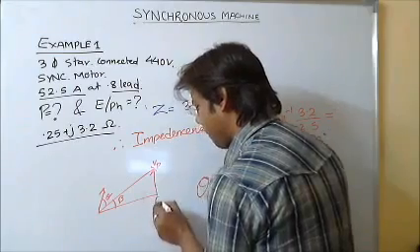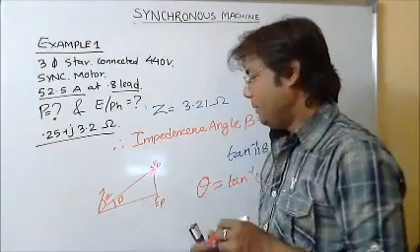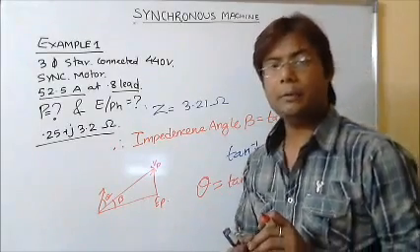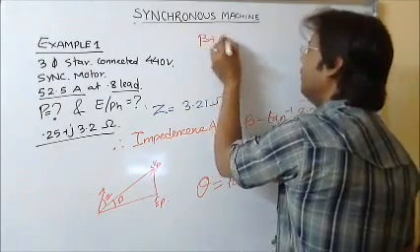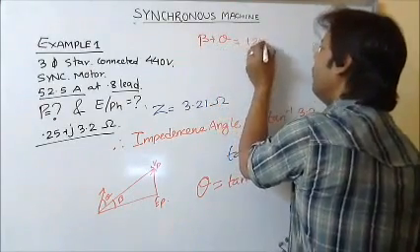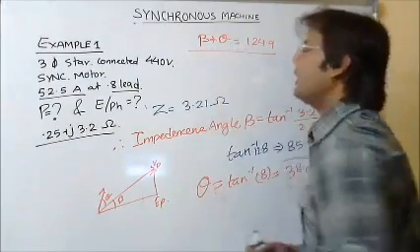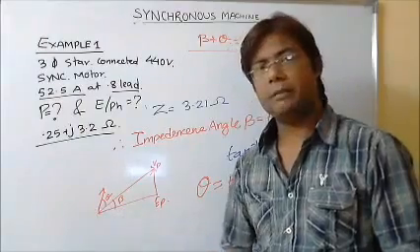So the angle which we have shown, this was beta and this was theta, this was VP, this was EP. So beta plus theta would be equal to 124.9. Why do I have beta plus theta? Because it's a leading component.